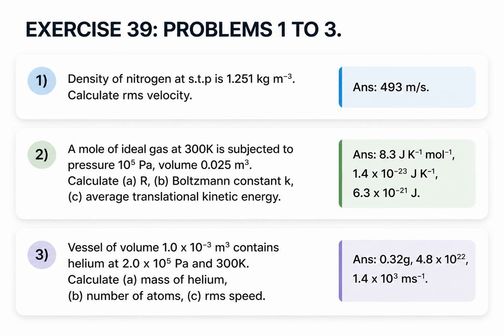Here are the first 3 problems from exercise 39 for you to practice. Problem 1 is a straightforward application of the RMS speed formula using standard temperature and pressure. Problem 2 asks you to calculate the molar gas constant, the Boltzmann constant, and the average translational kinetic energy for a mole of gas, testing your understanding of the relationships between macroscopic and microscopic constants. Problem 3 combines the ideal gas law to find the mass and number of atoms of helium in a vessel, followed by calculating the RMS speed. The answers are provided for you to check your work.